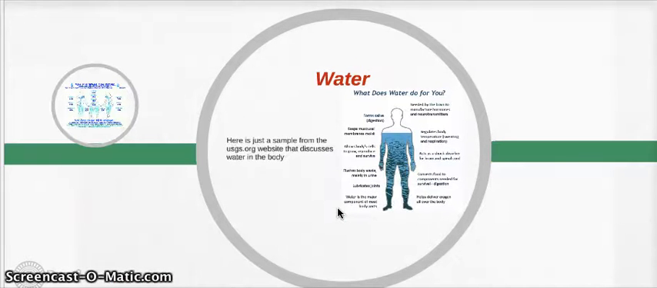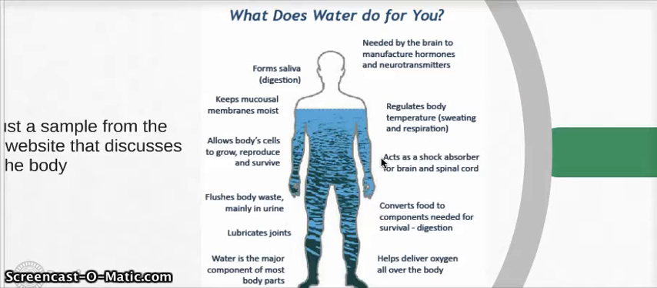So moving on. Water, just diving into it to give you a great example, what water actually does for you in the body. Anywhere from forming saliva to help with digestion, acting as a shock absorber for the brain and spinal cord, converting food to components necessary for survival, not only in digestion but as well as the creation of energy, as well as lubricating joints and helping the cells grow and reproduce, as well as working with the brain to manufacture and to transmit hormones and neurotransmitters.